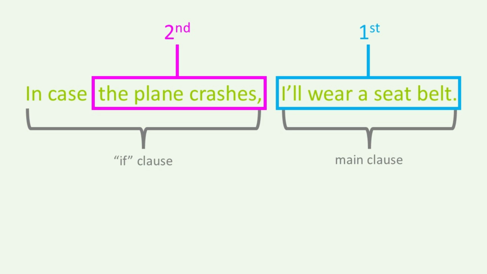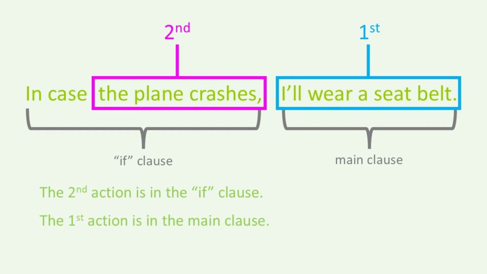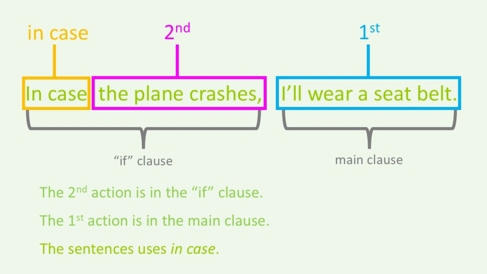Which action, the first or the second, is in the if clause? The second action. In this example, the plane crashes. Which action, the first or the second, is in the main clause? The first action. In this example, I'll wear a seatbelt. Does the sentence use if or in case? In case.